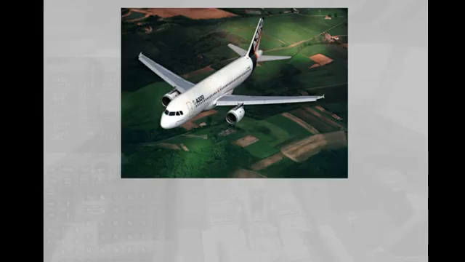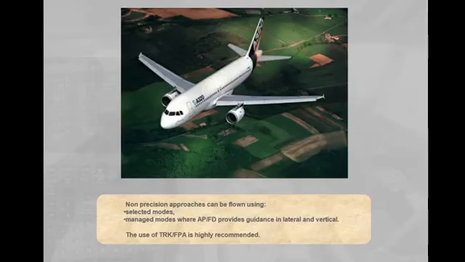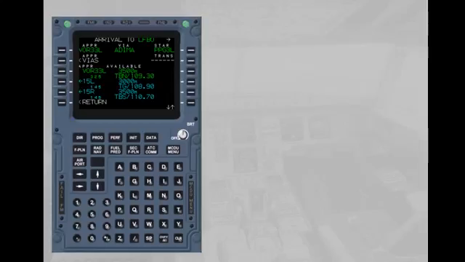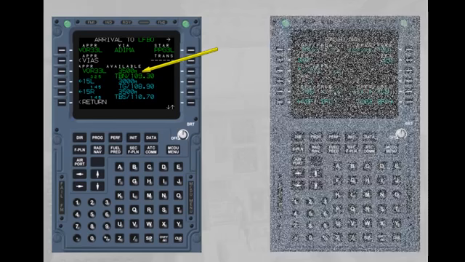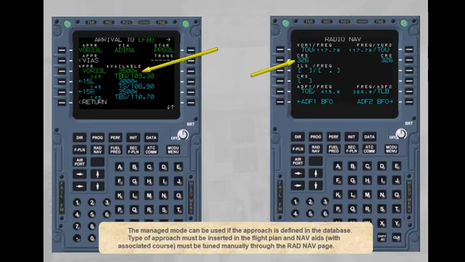Non-precision approaches can be flown using selected modes, or managed modes where autopilot flight director provides guidance in lateral and vertical. The use of track flight path angle is highly recommended. The managed mode can be used if the approach is defined in the database. Type of approach must be inserted in the flight plan, and navaids with associated course must be tuned manually through the radio navigation page.